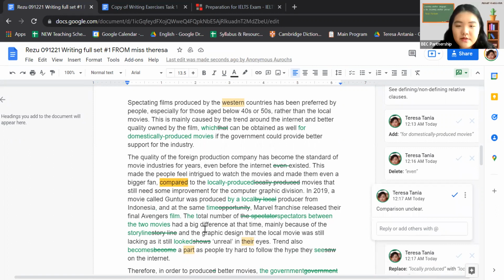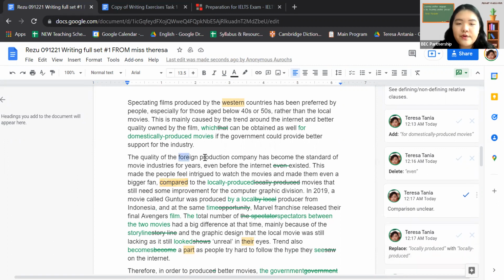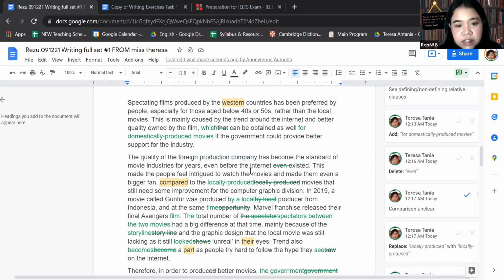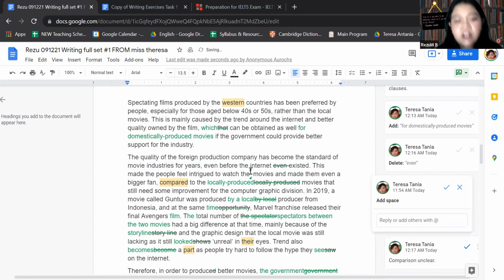This is even a bigger one. Oh yeah, the comparison is unclear because here you mentioned foreign production company. You haven't mentioned the foreign movies. So you have to specify it here. Oh, okay.